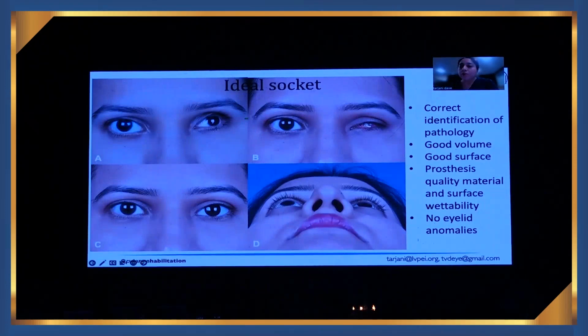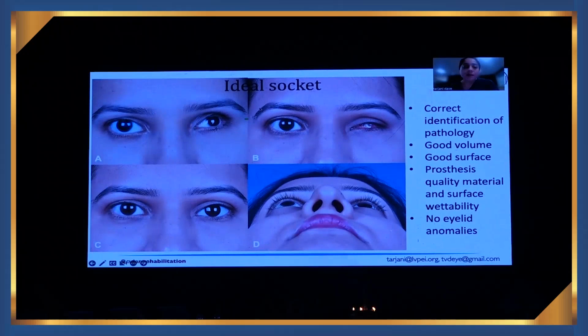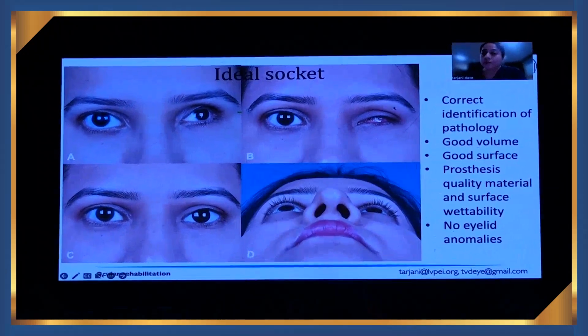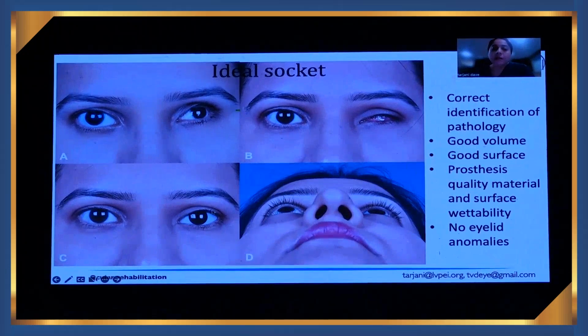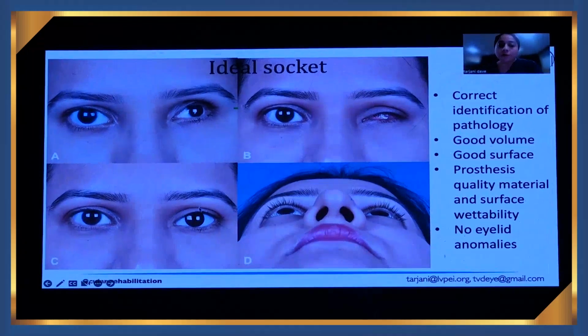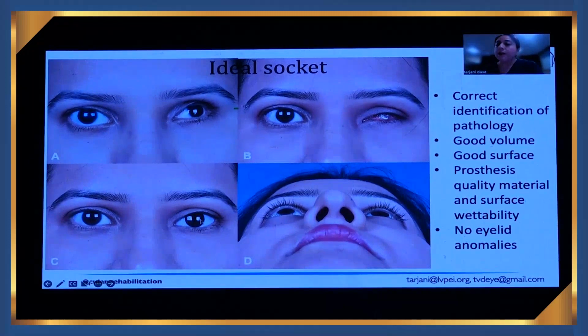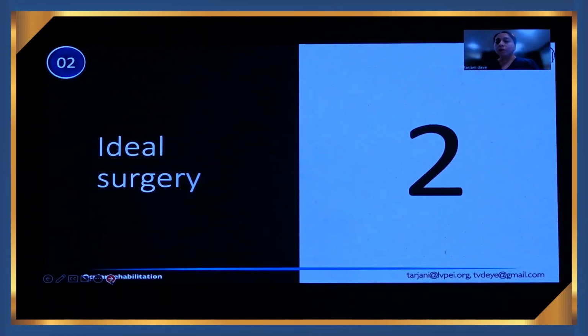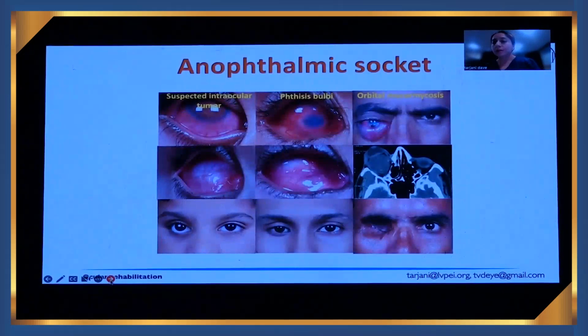For me, an ideal socket is the one where you've correctly identified the pathology in the patient, say for example a phthisis bulbi, done an appropriate surgery, say an evisceration and implant, given a good cosmetic outcome with a matching superior sulcus and a nicely crafted prosthetic eye that leaves the patient going back happily. This, in my opinion, is the most important thing. So to have an ideal socket, let's look at the ideal surgeries that we have in our armamentarium.